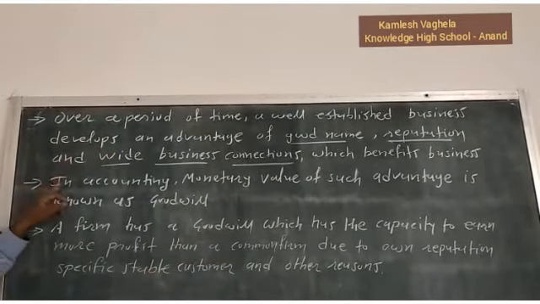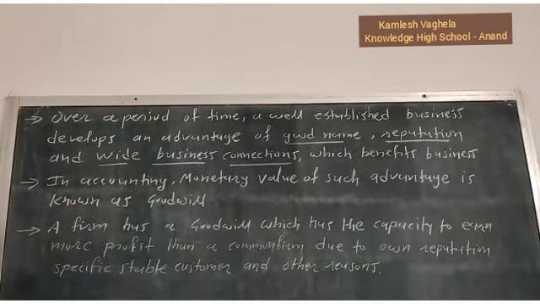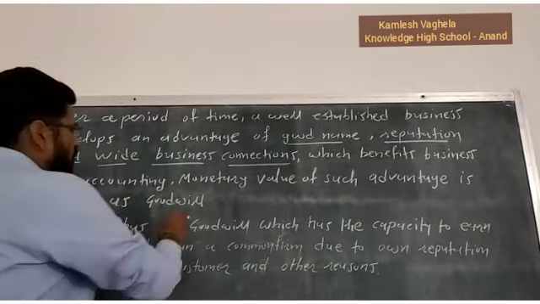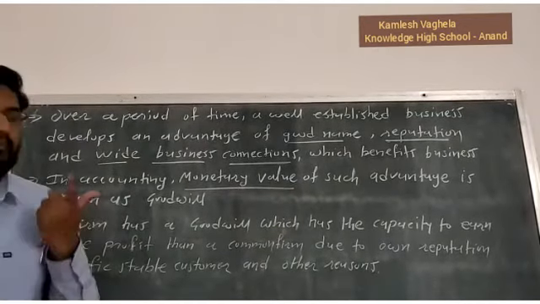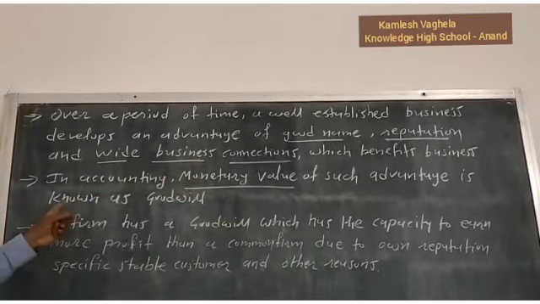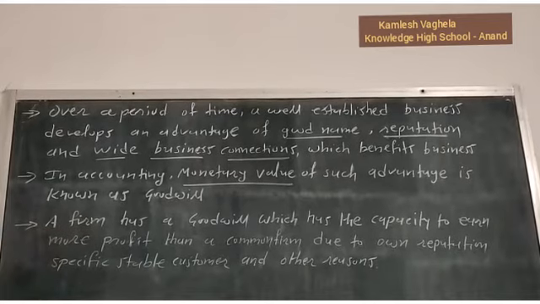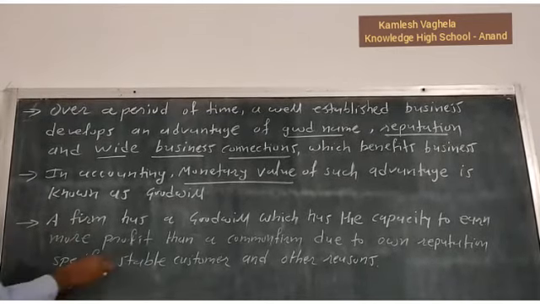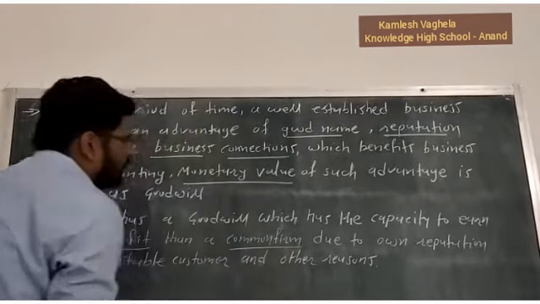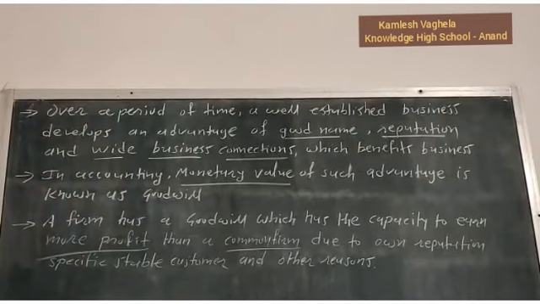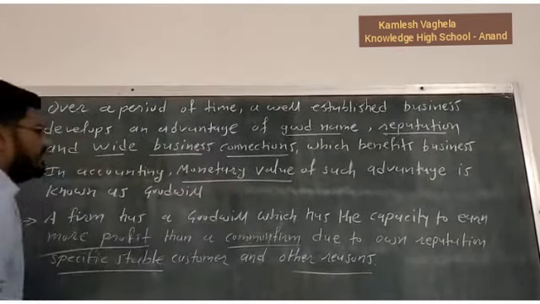In accounting, the monetary value of such advantage is known as goodwill. Monetary value is that which is related to money. Then a firm has goodwill when it has the capacity to earn more profit than a common firm due to its own reputation, specific stable customers, and some other reasons.